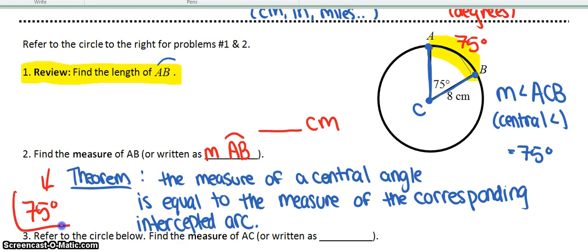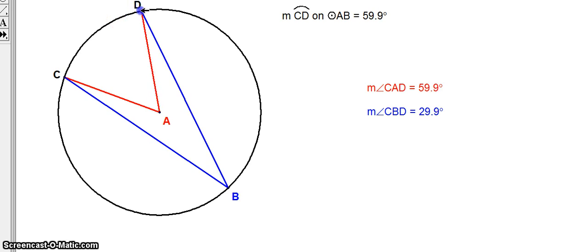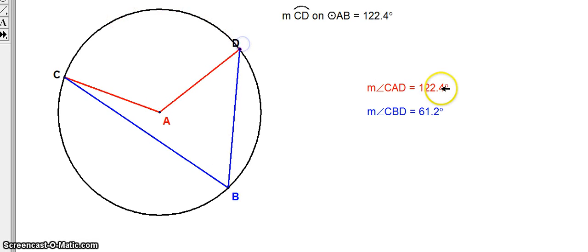It's just the same as a central angle, which I have a visual here for you to see that. So the red angle is our central angle. The red angle here is attached to the center, so it's a central angle. And we know that the measure of CAD is 50 degrees, and it also gives you the measure of arc CD is also 50 degrees. So if you keep spinning this around, if CAD here is 122.4, then arc CD is also 122.4.